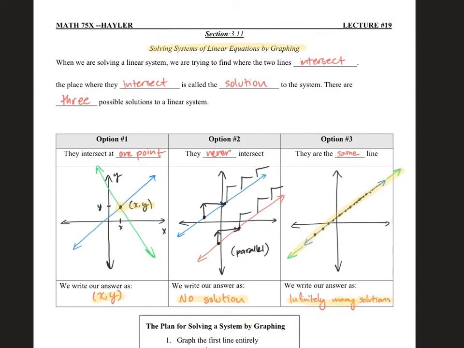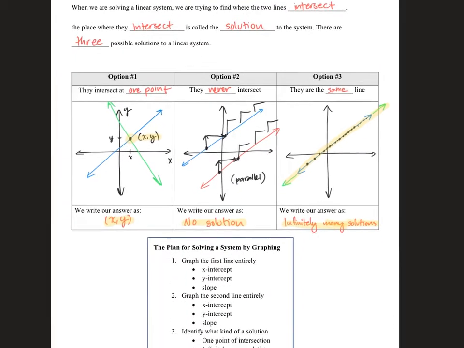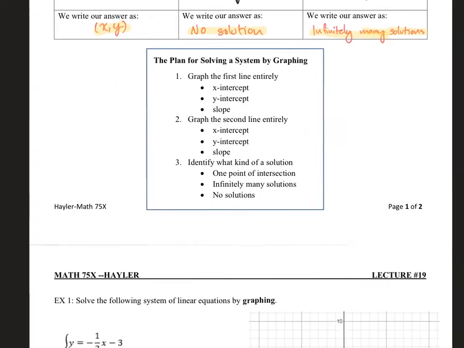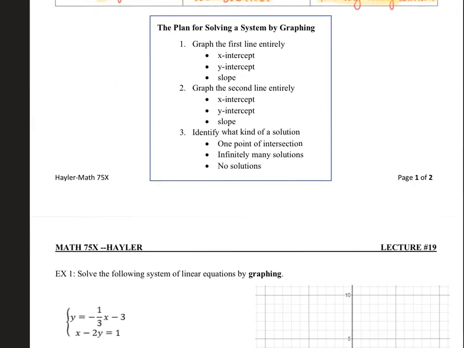There we go. Alright, so let's keep moving on. So, when we're solving a system by graphing, this is the plan. First thing you want to do is graph the first line entirely. An easy way to graph a line is to just find the x-intercept, the y-intercept, and then use your slope to find the third point.